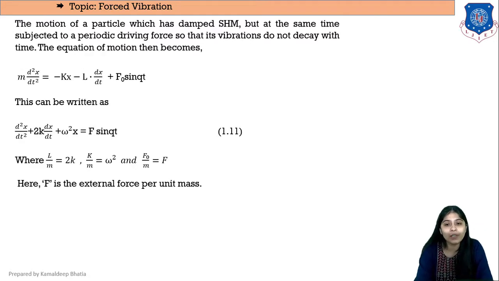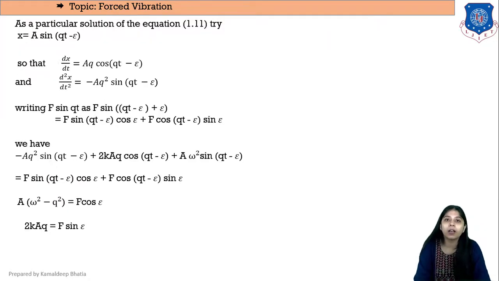So now from equation 1.11 and these equations, we get -aq² sin(qt - ε) + 2kaq cos(qt - ε) + aω² sin(qt - ε) = F sin(qt - ε) cos ε + F cos(qt - ε) sin ε. Right? So rearranging the terms, we get a(ω² - q²) = F cos ε, and 2kaq = F sin ε.